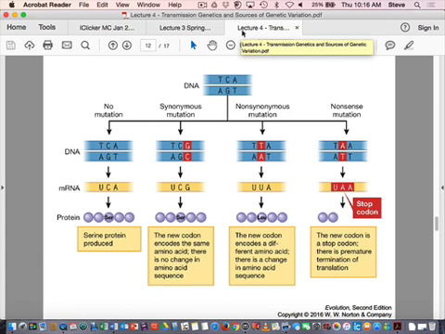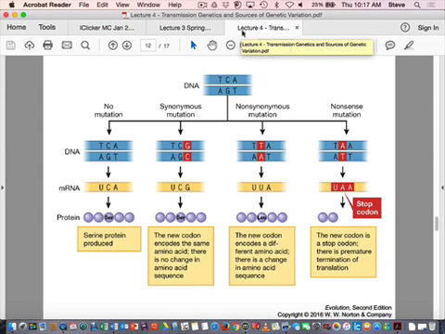It's in the same position. What do you get? And you can go back to that circle, and you can find that TCG and TCA code for the exact same kind of amino acid, serine. So the new codon encodes the same amino acid, so there's no change in the amino acid.